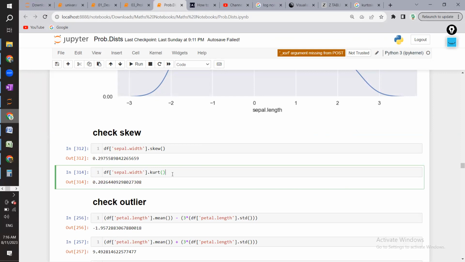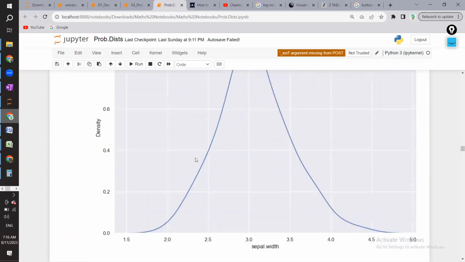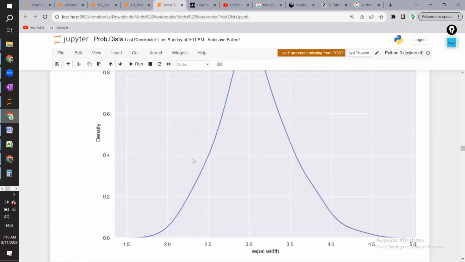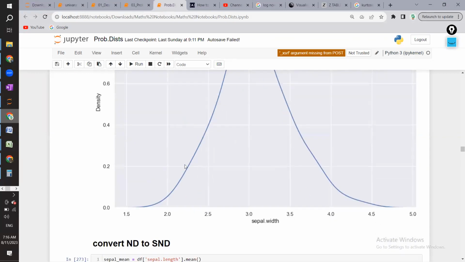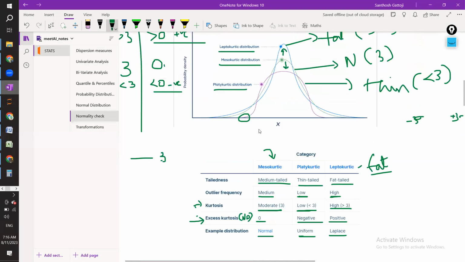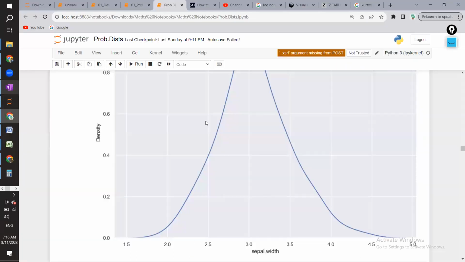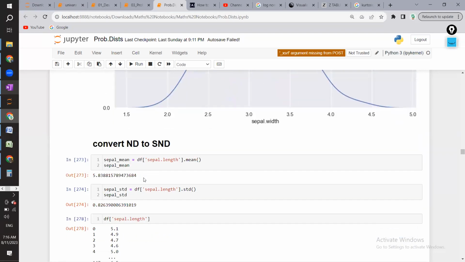If you see sepal width, if I draw sepal width, yeah, this is a sepal width diagram. So it is almost normal, but as we have seen, it is slightly, what I would say, these tails are not visible. But if you draw completely, it will look something like this. It should look something like this leptokurtic diagram, so that should be resembling this sepal width. So that's how you can calculate. That's all. Just dot skew should give you the skewness.